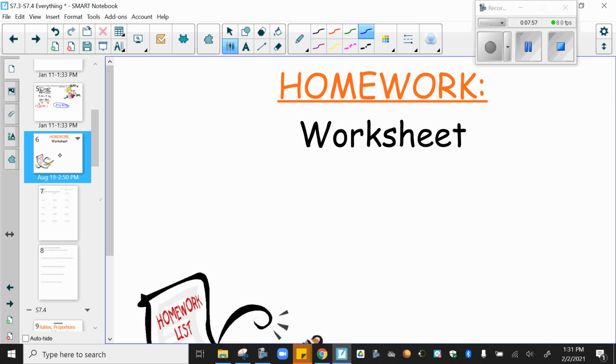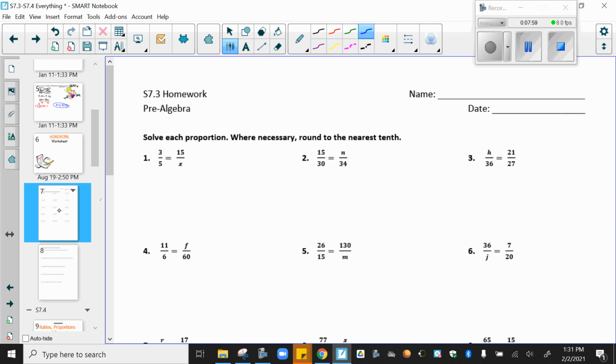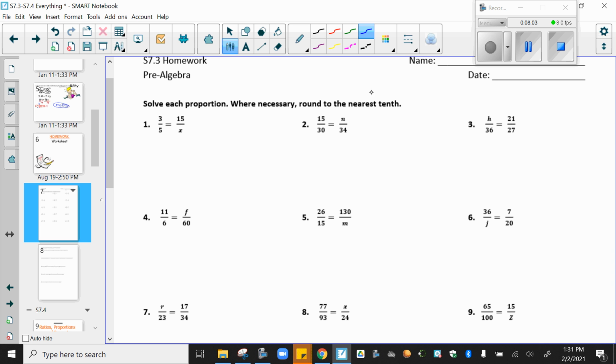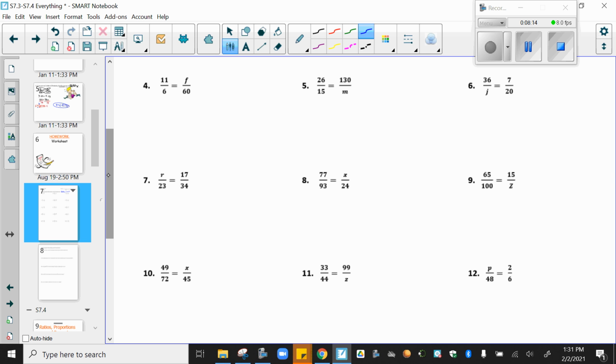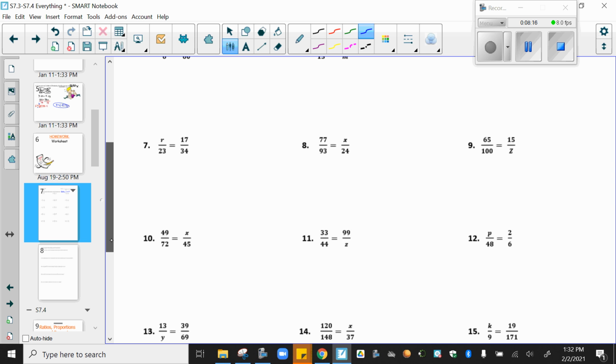All right, homework. Here's our homework. Look what it is. A whole bunch of proportions to solve. Show us the work. Show work. Show us the work. My goodness, I can't say it enough. People aren't going to do it.